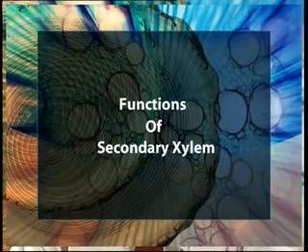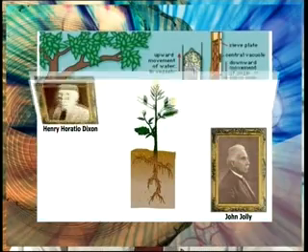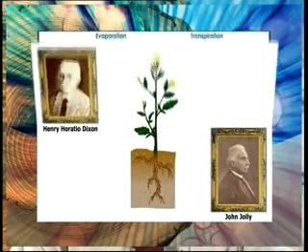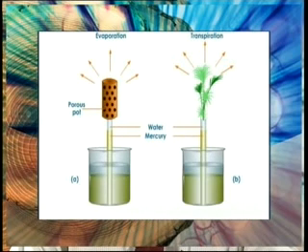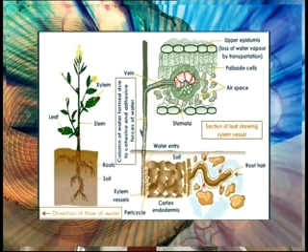Now, functions of secondary xylem. The main function of secondary xylem is upward conduction of water and minerals. According to Dixon and Joly's theory, water loss from leaves through transpiration results in the development of tension in the water column in the tracheids and vessels, that is transmitted throughout the column to the roots. As transpiration continues, water is pulled from the soil into the roots and upward through the system. Thus, as water is being lost from the plant, it is constantly being replaced.